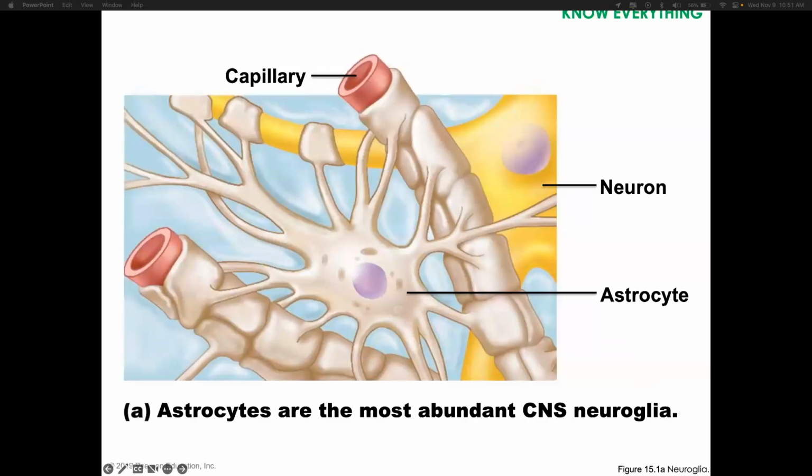Now we'll start going over the six types of neuroglia. First are astrocytes. These are the most abundant type of neuroglia in the nervous system. Astrocytes maintain the appropriate chemical environment to allow neurons to generate and transmit electric signals.